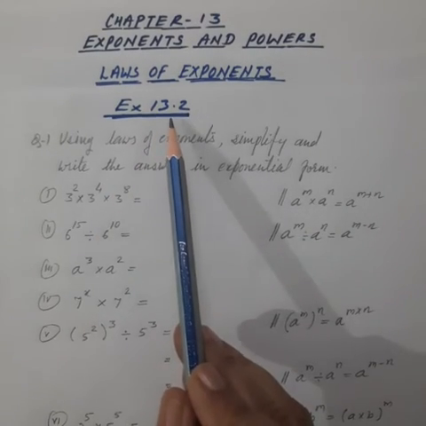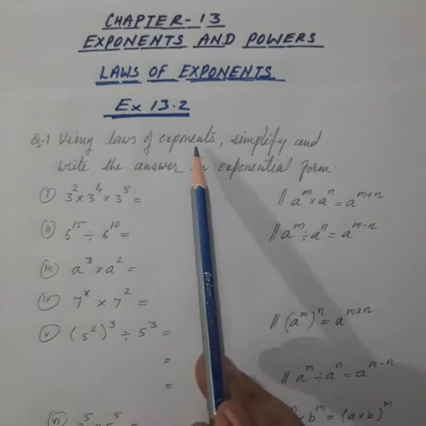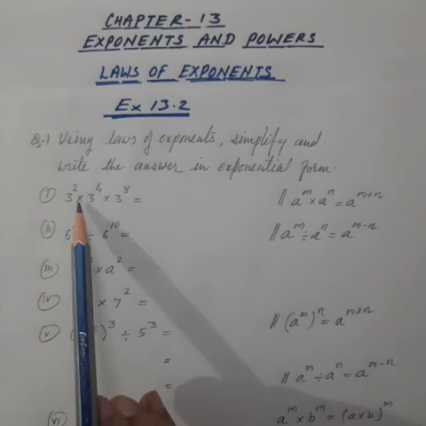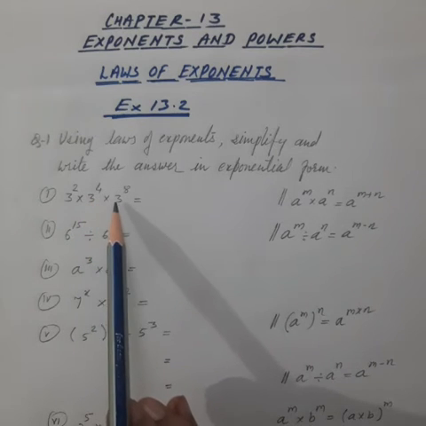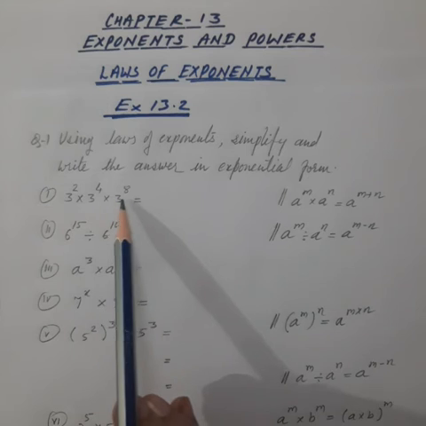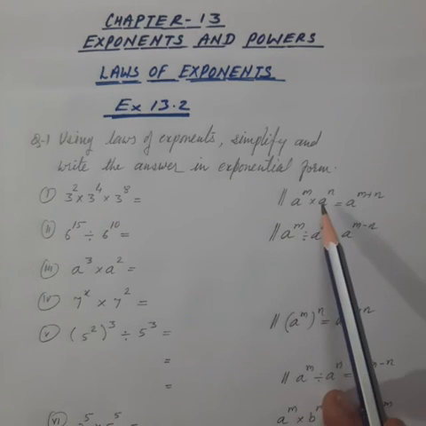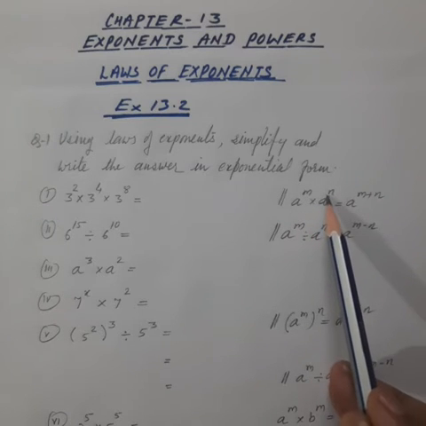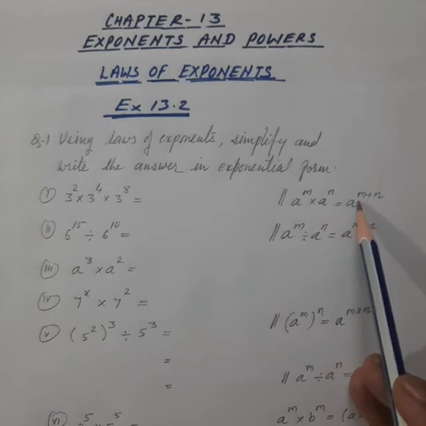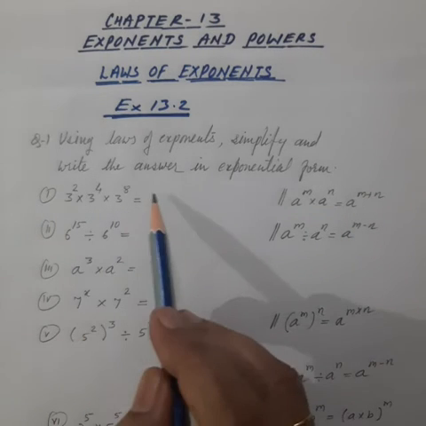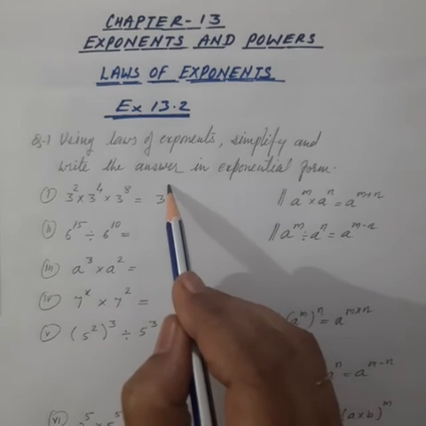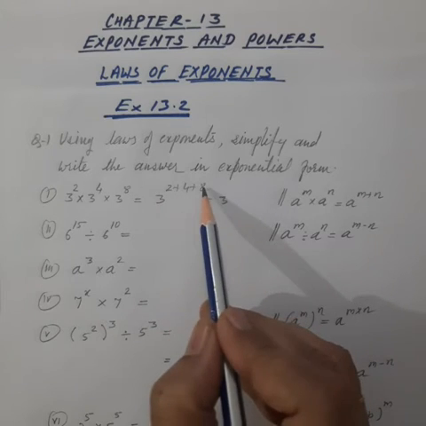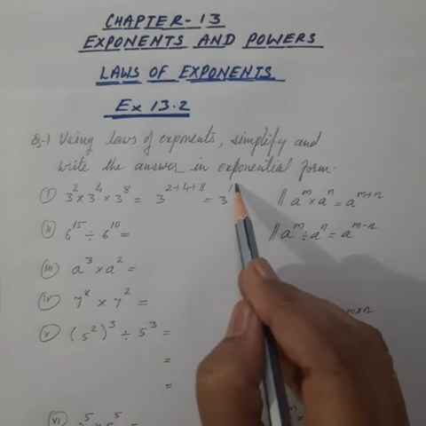Coming to exercise 13.2. Question 1. Using laws of exponents, simplify and write the answer in exponential form. First, 3 square into 3 raised to the power 4 into 3 raised to the power 8. Here the bases of all the numbers are the same, and we know the law of exponent that when two numbers with the same bases are multiplied, keeping the base the same, their powers are added. So keep the base 3 the same here and add the powers: 2 plus 4 plus 8. Base is 3, add the powers. 8 plus 2, 10. 10 plus 4, 14.